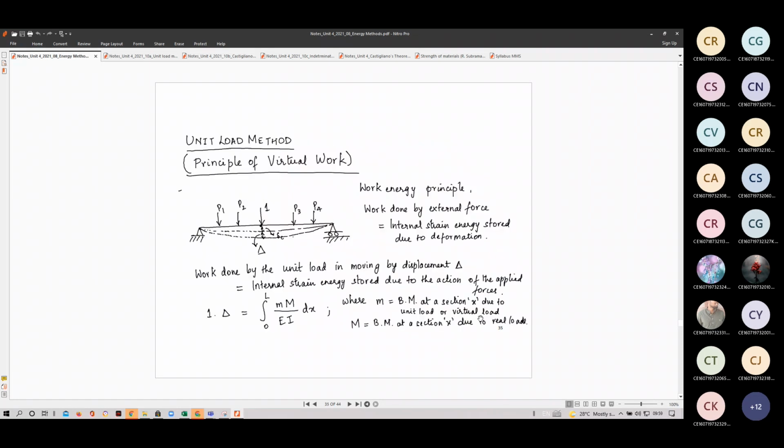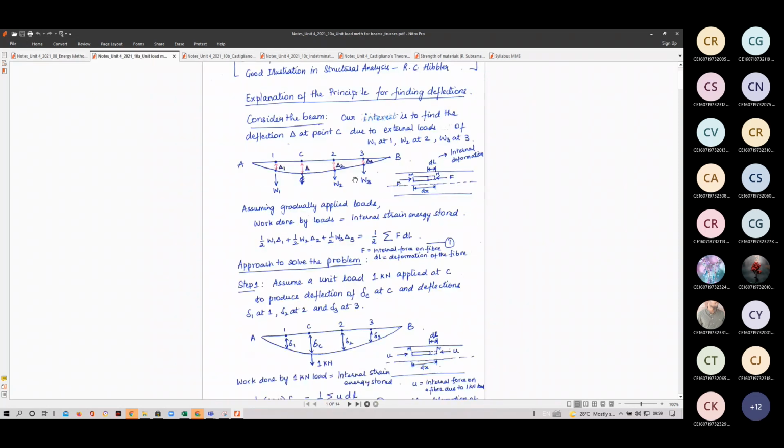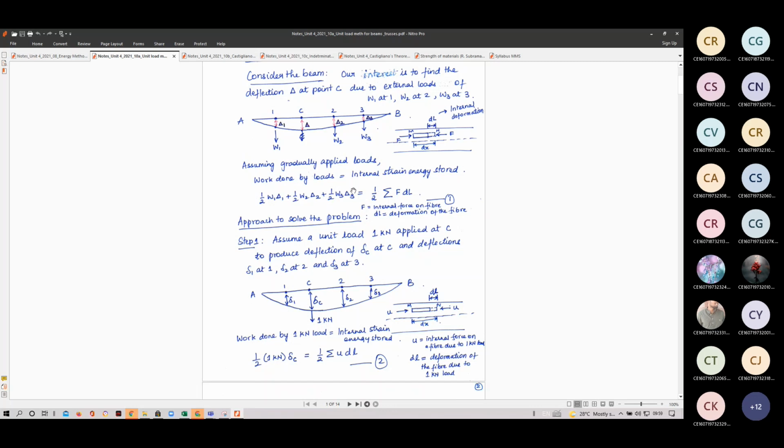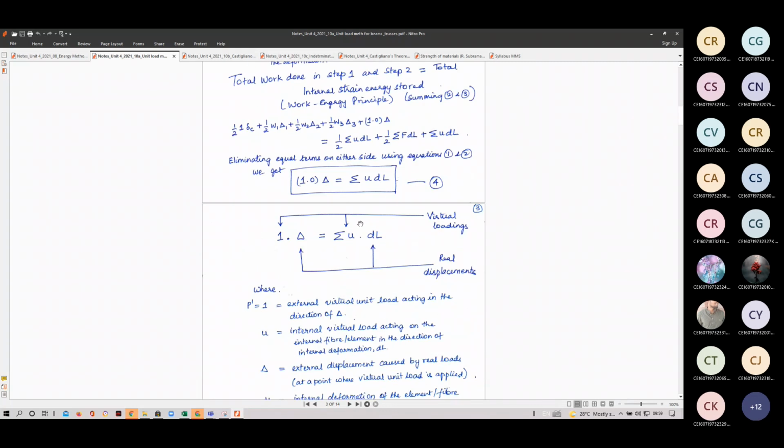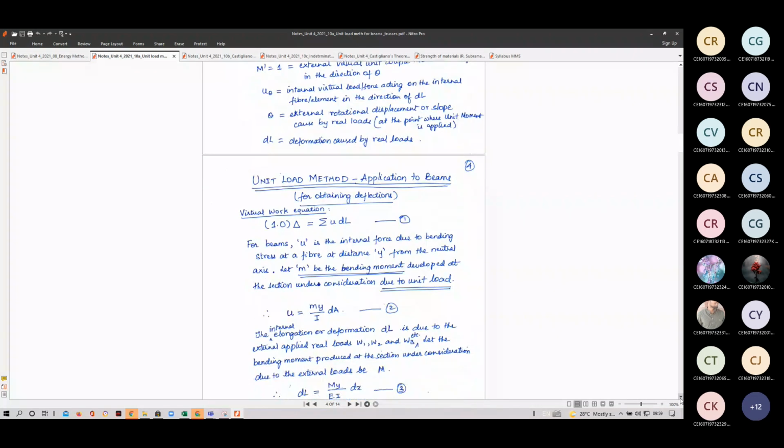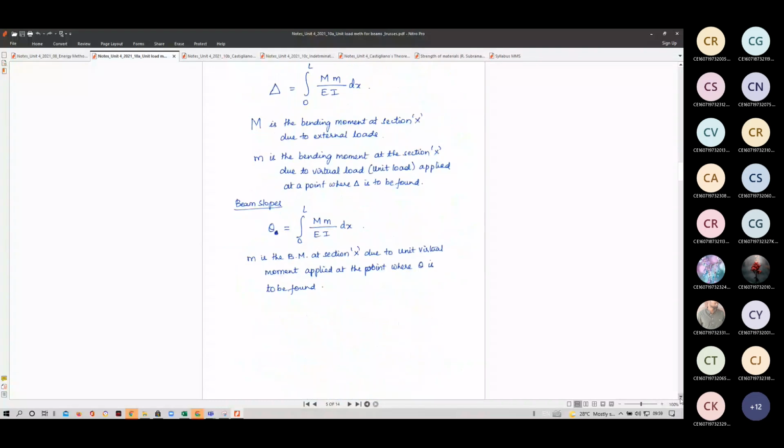That's all. Okay, before I enter into the principle of virtual work, I will go further in Castigliano's theorems only, because the virtual work principle I have to explain in more detail.